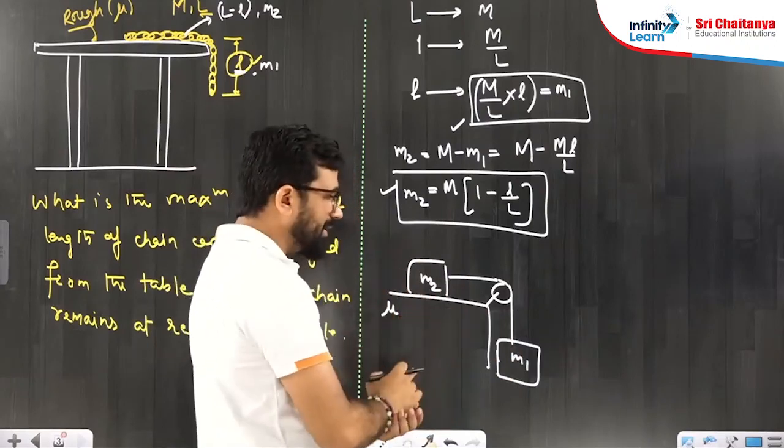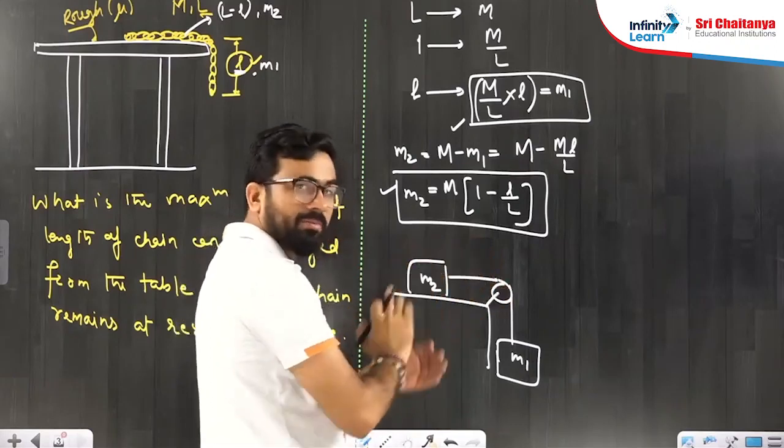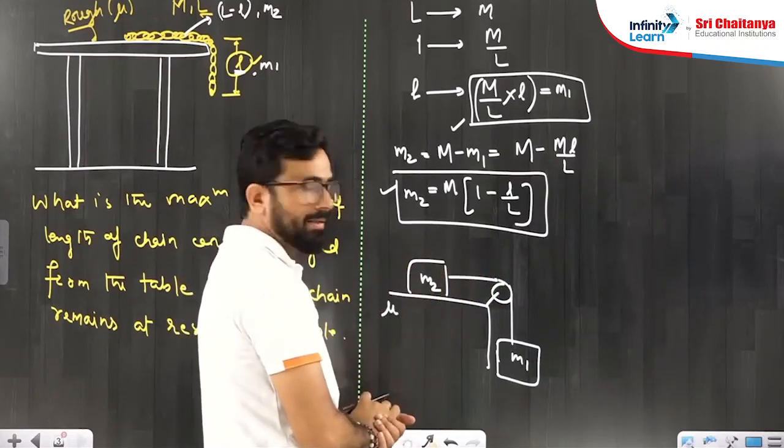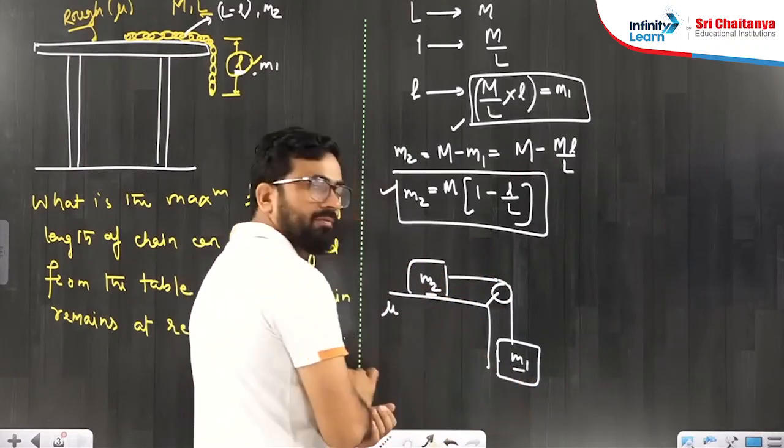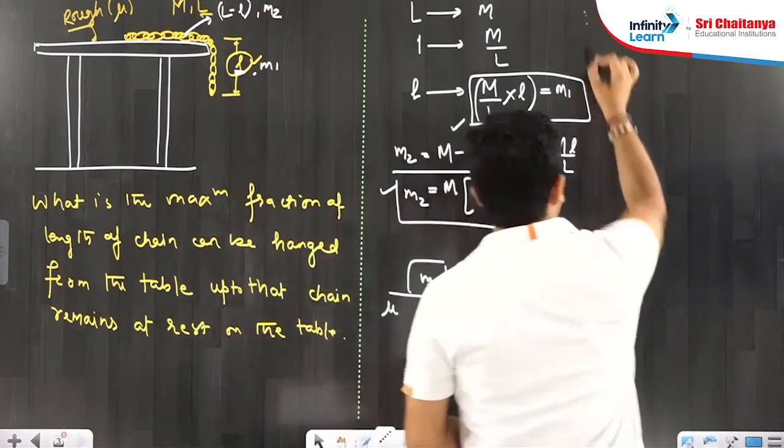And what we have done, this block should be at rest. If this whole system should be at rest, now we have to apply it. So what is the M1? What is the M2? We have to find the relation. So we have to make the FBD again, what we have learned already.